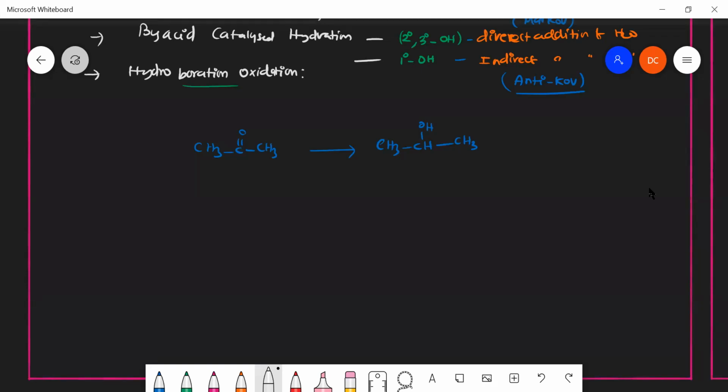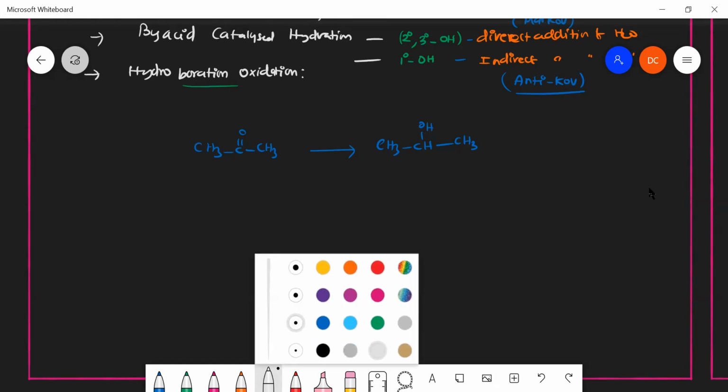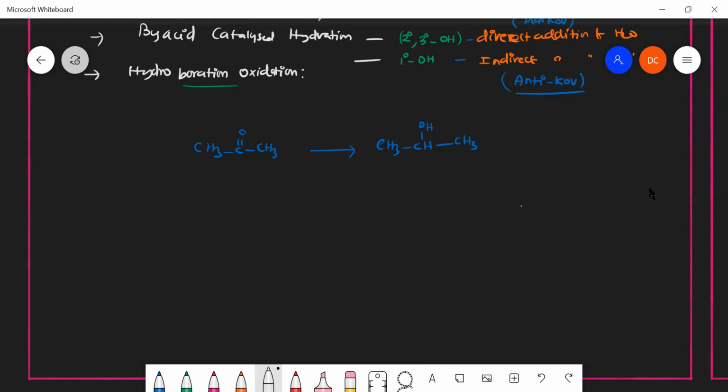So whether it is oxidation or reduction. From ketone to alcohol, is it oxidation or reduction? It's a reduction. Okay, why? Because one hydrogen is added here, one hydrogen is added here. So addition of hydrogen is nothing but reduction. Now what kind of reagent?